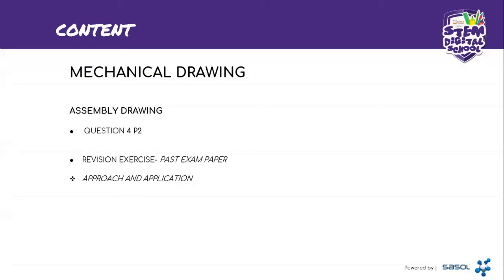Like I've already stated, mechanical drawing, assembly drawing is question 4 of paper 2. It's a revision exercise and it's from a past exam paper. In this one, it's from one province in terms of their trial exam, but we all know that these trial exams are extracted from past exam papers. We want to look at approaches and application with regards to assembly drawing. So let's pay attention and make sure that we understand.